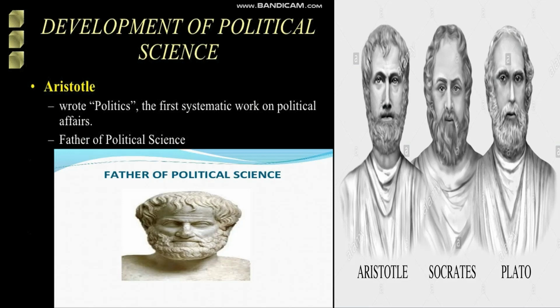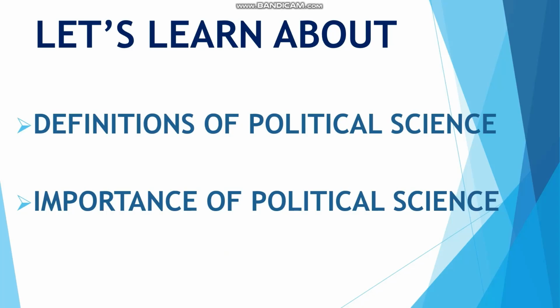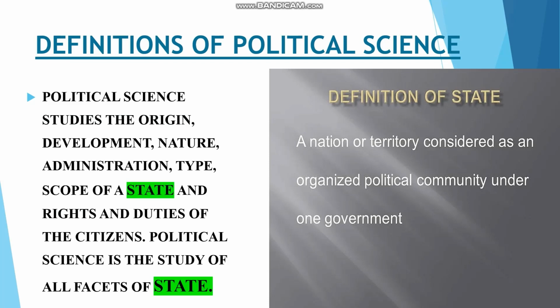In today's class, let's learn about the definitions of political science and the importance of political science. Political theorists have given many definitions of political science, and in your lesson there are three definitions. You have to be thorough with at least any one of the definitions. Now let's discuss the first definition. Political science studies the origin, development, nature, administration, type, scope of a state and the rights and duties of the citizen.